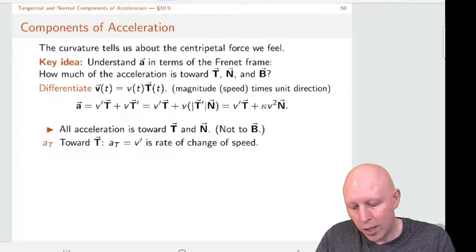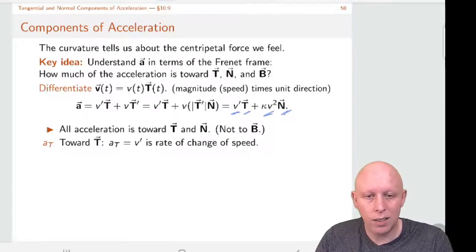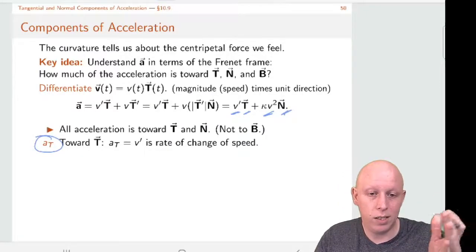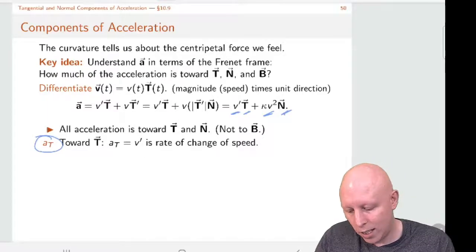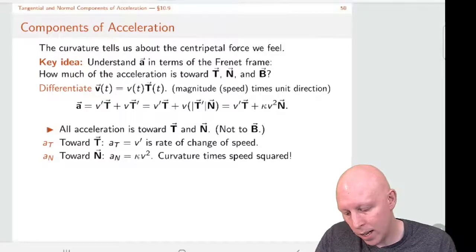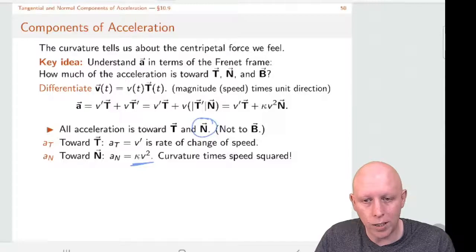So if we want to break this down, what we're saying here is acceleration is something times T plus something times N. And so the acceleration in the tangent direction is the rate of change of the speed, and the acceleration in the normal direction is equal to the curvature times speed squared.